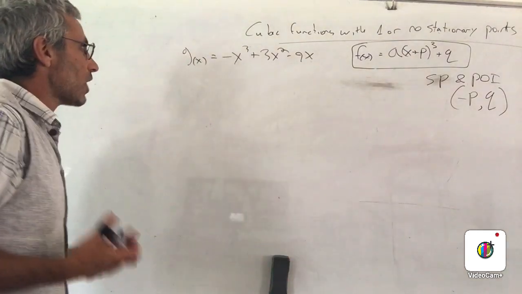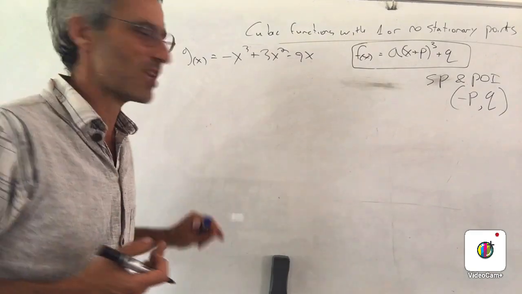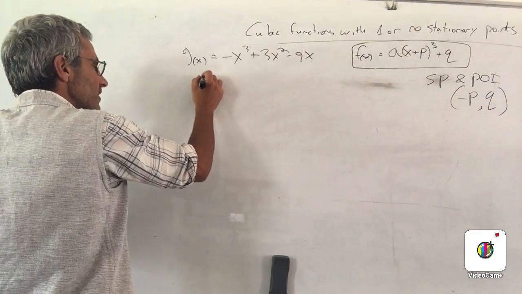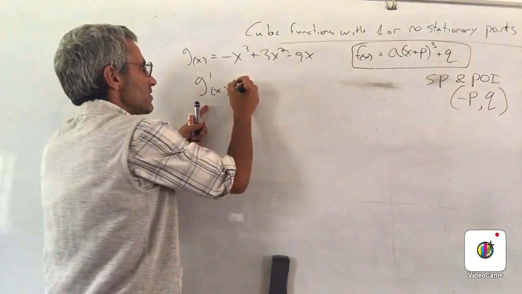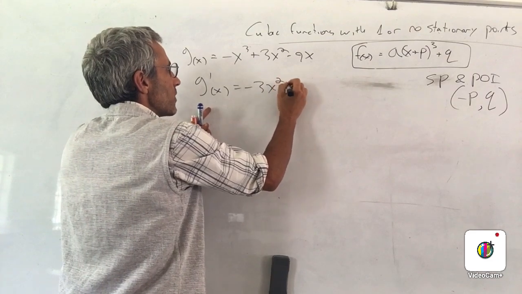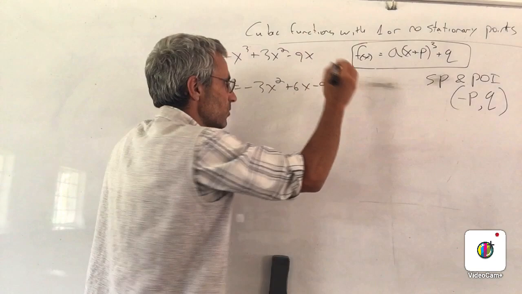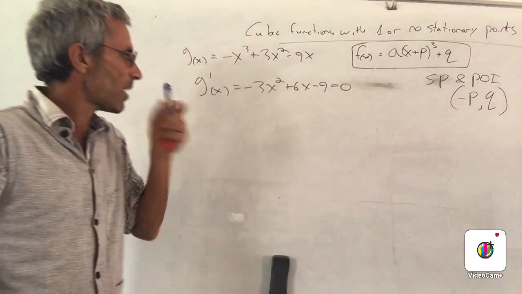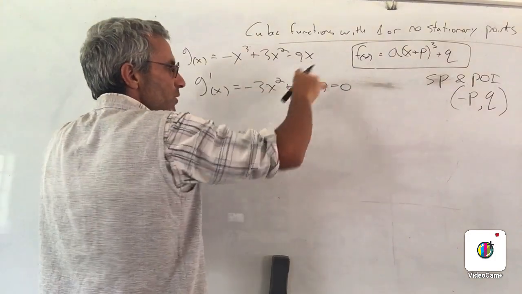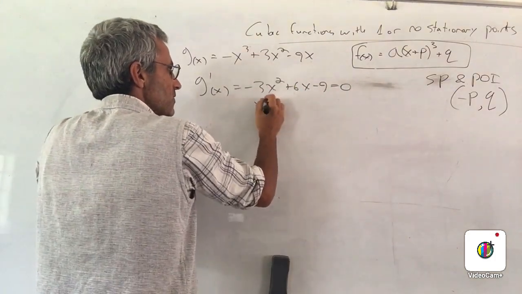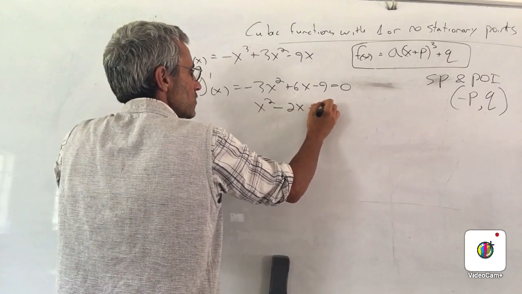So how do we actually find out that it has 0, so there is no stationary point? We find the first derivative. As always, to flush out the stationary point, we find the first derivative: minus 3x squared plus 6x minus 9. And we make it equal to 0. Now we try to solve it. The first step, you can factorize a minus 3 and divide it. So in other words, divide by minus 3. It's going to be x squared minus 2x plus 3.